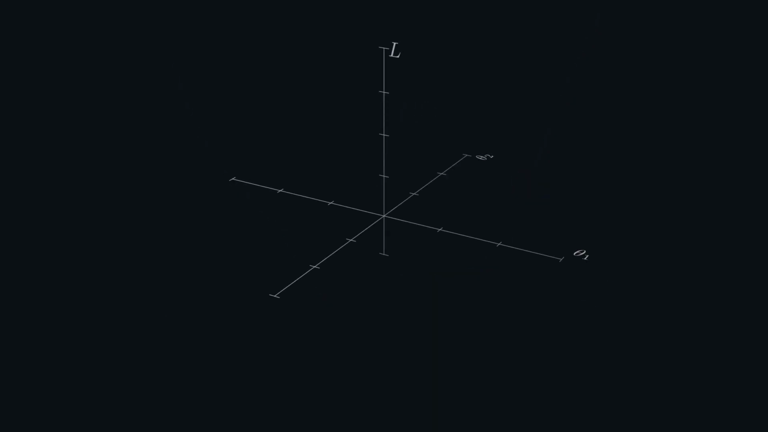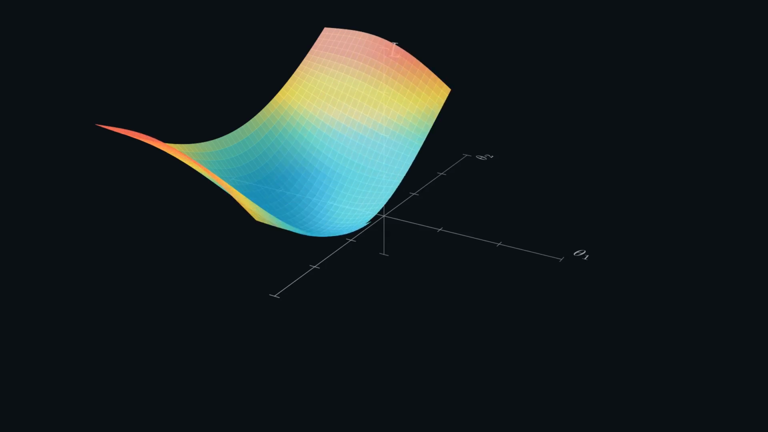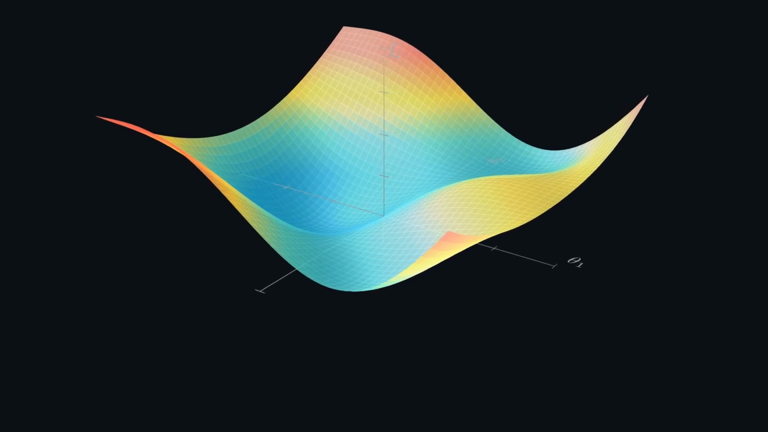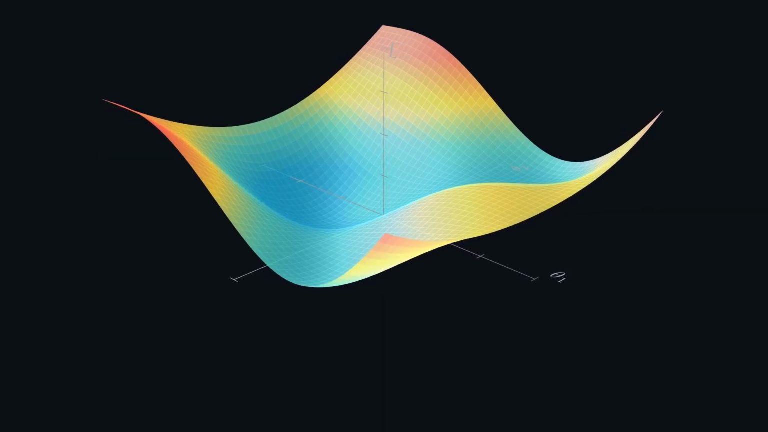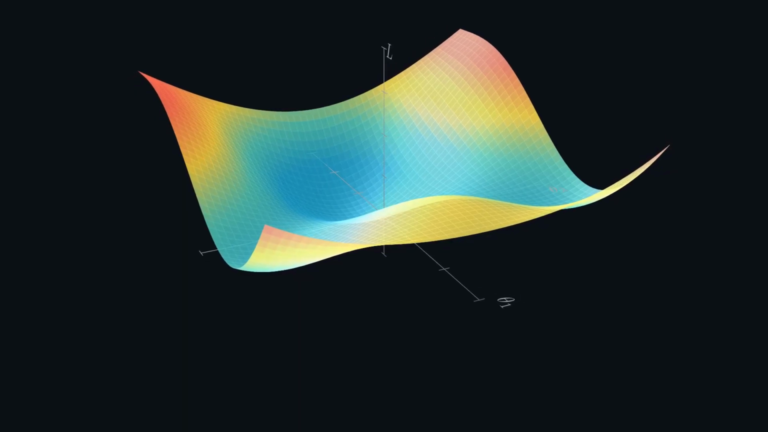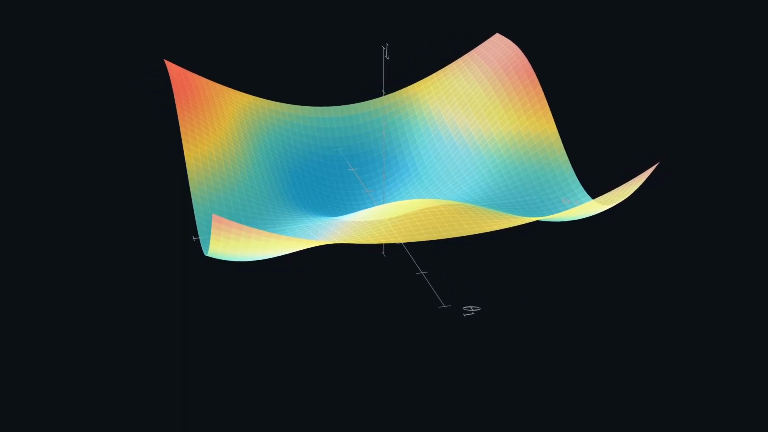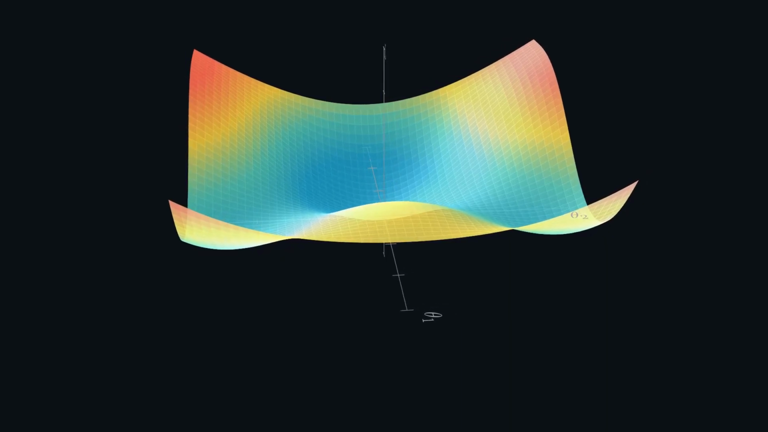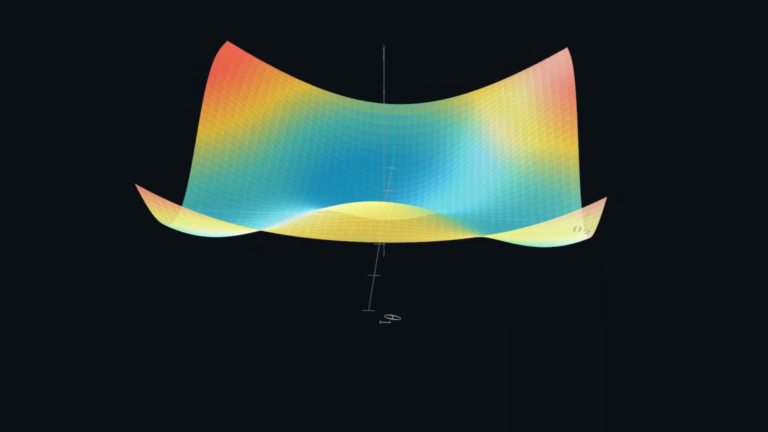Now, real AI models don't have one parameter. They have millions, sometimes billions. But let's start with two. With two parameters, theta 1 and theta 2, the loss function becomes a surface, a mathematical terrain with peaks, valleys, ridges, and saddle points. We can color this surface by height, red for high loss, blue for low loss, creating a topographic map of model performance.